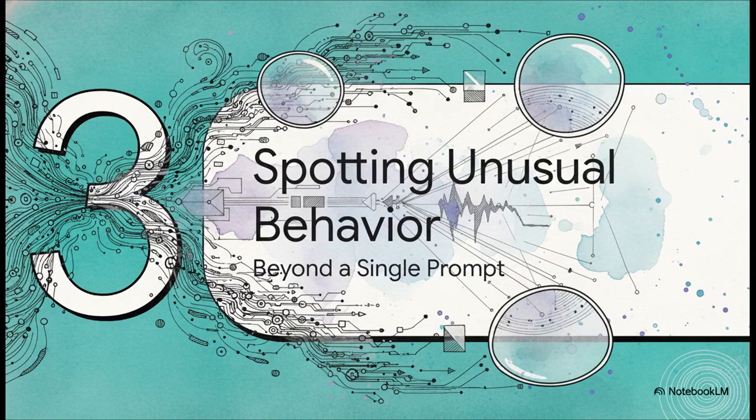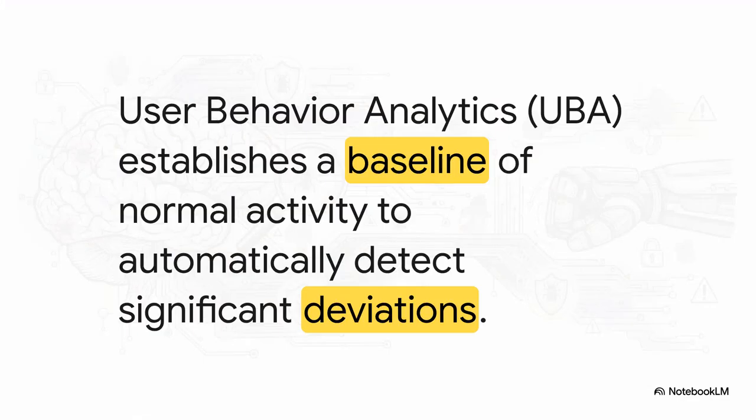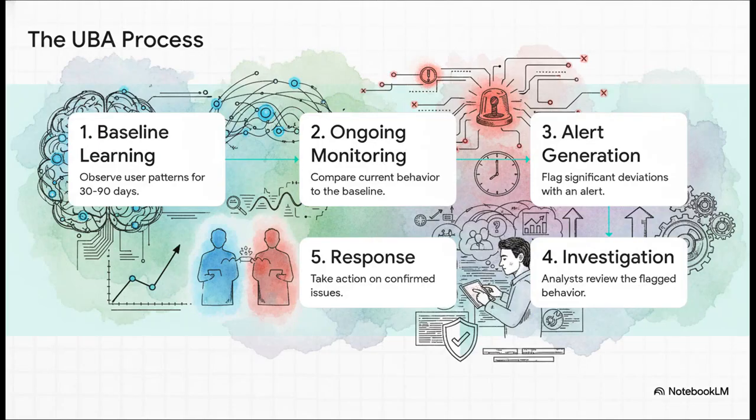But here's the thing, looking at just one prompt at a time isn't really enough. We've got to zoom out and look at patterns of behavior over time. And this is done through a process we call User Behavior Analytics, or UBA. It basically learns what's normal for each and every user. The UBA process follows these 5 pretty clear steps. It goes from learning and monitoring all the way to investigation and response if something seems off.